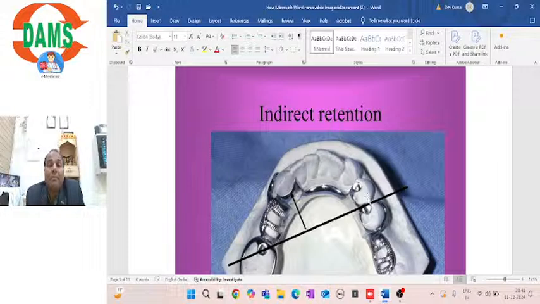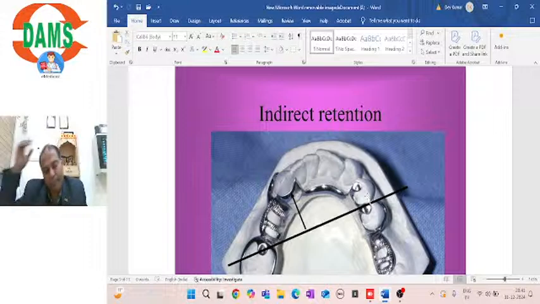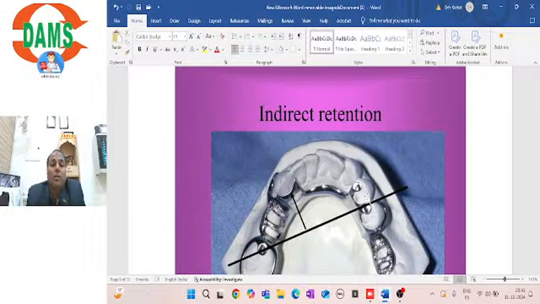The major requirement for any major connector is rigidity. If it is not rigid, it will lead to stress concentration at the level of teeth or at the level of the dentulous ridge. So it should never be flexible, right?